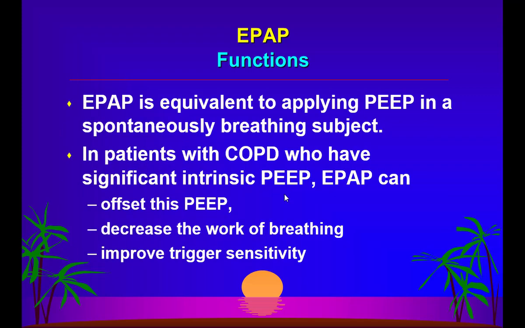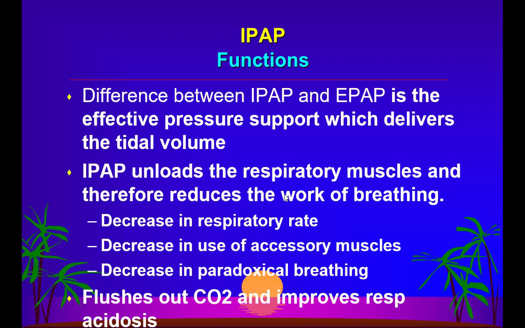Whereas the IPAP has only one function, that is to unload the respiratory muscles. The function of IPAP is to deliver the tidal volume. That's why you set the IPAP over the EPAP depending upon how much volume the patient needs. How much volume the patient would need, you would judge by his diaphragmatic movement. If the paradoxical movement is gone, it means the diaphragm is now functioning. That is the tidal volume he needs.